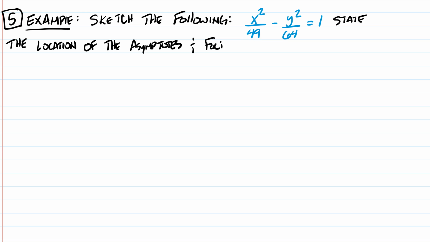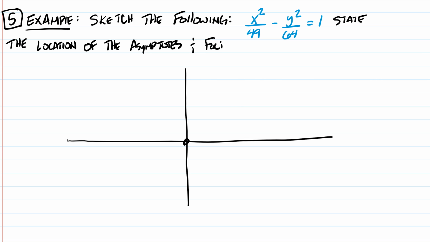Okay, so I know this is going to be a left-right. I know it's going to be centered at 0, 0. And I know that the center to this is a squared. A squared is equal to 49. So of course, a is equal to plus or minus 7. So 1, 2, 3, 4, 5, 6, 7. That's going to be a vertex. And 1, 2, 3, 4, 5, 6, 7. That's going to be a vertex.